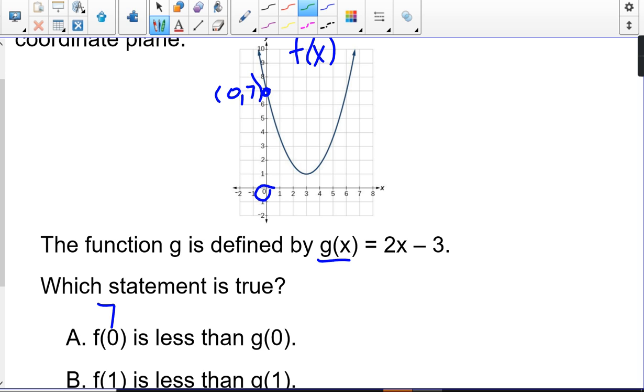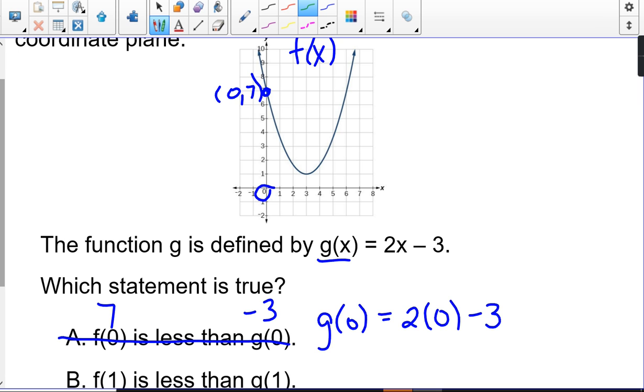g of 0, well, here I'm using the equation, so I'm taking g of x and I'm putting in 0 for x. So instead of 2x, I'm writing 2 times 0 minus 3. And if you go ahead and solve that, 2 times 0 is 0. Minus 3 is negative 3. So if I look at that statement, it says 7 is less than negative 3. That is not true. Let's look at choice B.